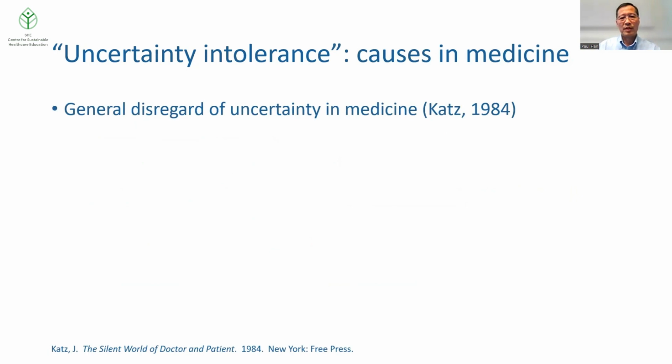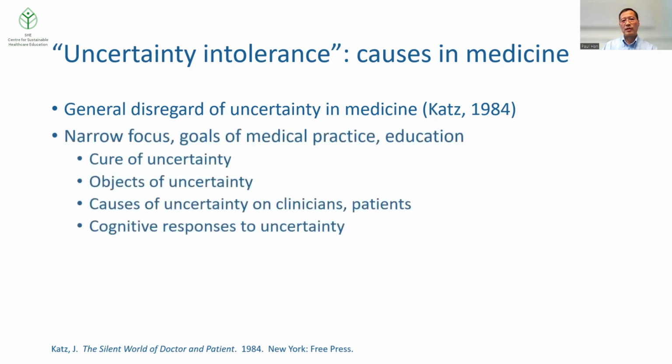And going back to the 1980s, Jay Katz argued very eloquently that in medicine, in both medical education and practice, there's been a historic disregard of uncertainty. Ironically, even though we might consider medical care itself to be fundamentally dealing with uncertainty all the time, it's never called out and managed and treated explicitly. And this general disregard of uncertainty in medicine actually causes people to be intolerant of it.